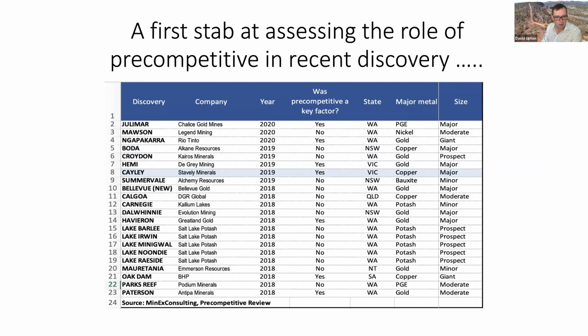I've got this table here, kindly supplied by Richard Shoddy from Minex Consulting. It's his list of major discoveries, or discoveries of all kinds, actually, since 2018 in Australia. There's a little bit of a modification there. The Cayley line is my addition. It didn't fit into his list really, just on a technicality.